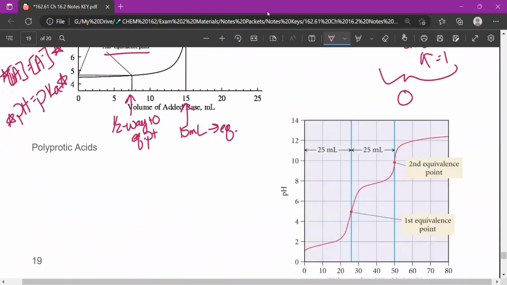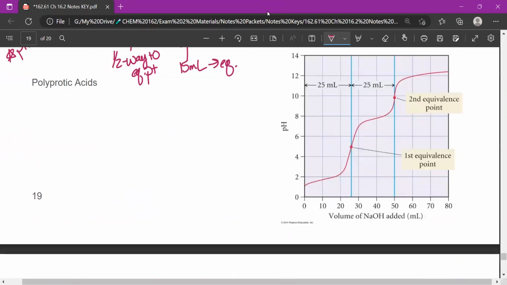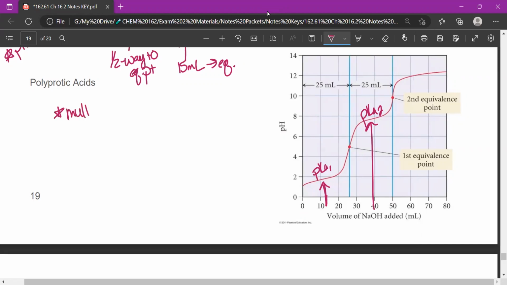Now, what if it's a polyprotic acid? It technically has 2 equivalence points, so you could find the Ka1 and the Ka2. I would look for my first inflection point, and halfway to there, so about right here, would be my pKa1. And then between the two, about halfway to there, would be my pKa2. So it's actually going to have 2 equivalence points and 2 inflection points if it has 2 acids. So for polyprotic, you have multiple inflection points or equivalence points, 1 for each hydrogen.